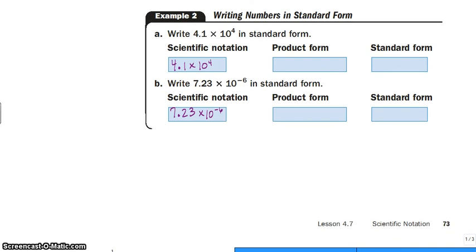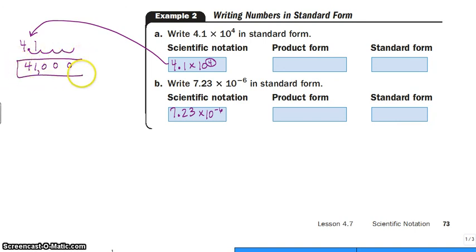Taking it out of scientific notation, same thing. I need to take 4.1 and do 4 loops, but in which direction? Well, since it's a positive 4, I need to make a number larger than 1. So I'm going to loop to the right, because if I loop to the left, it's going to make the number smaller than 1. So we don't want to loop to the left. We want to loop to the right. How many times? 4 times. 1, 2, 3, 4. 41,000. That's this number in standard form.